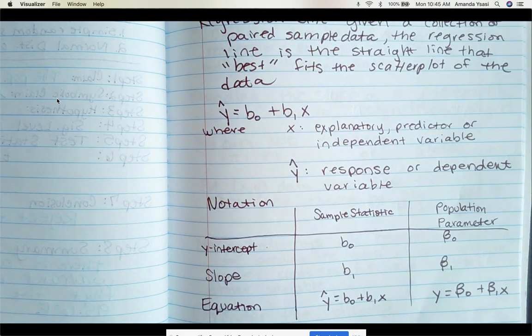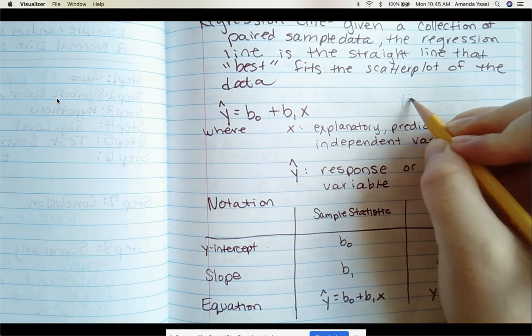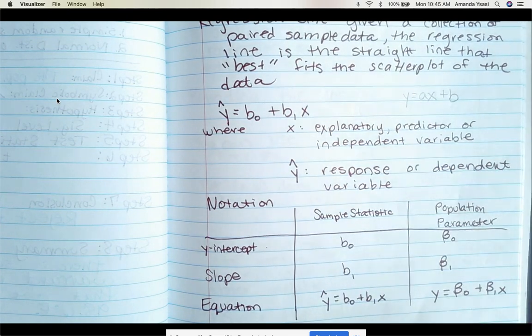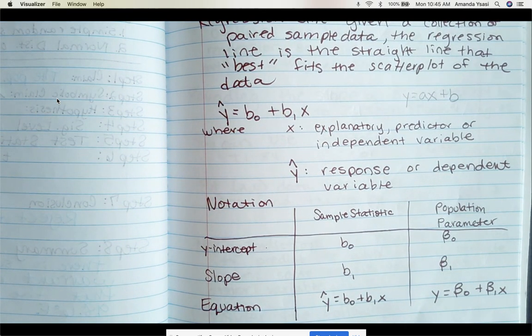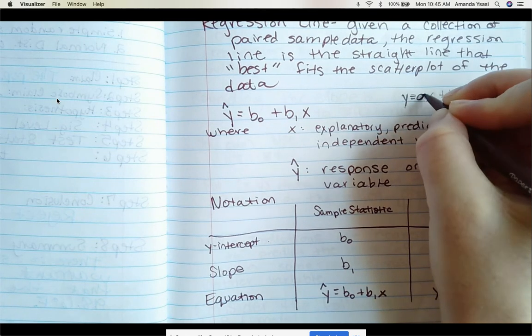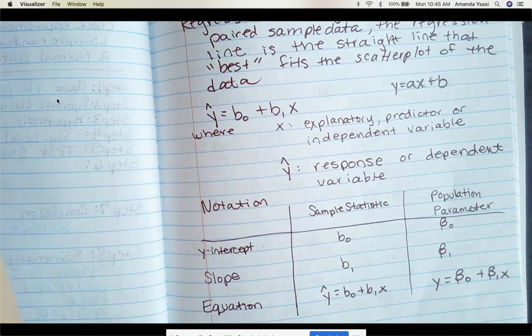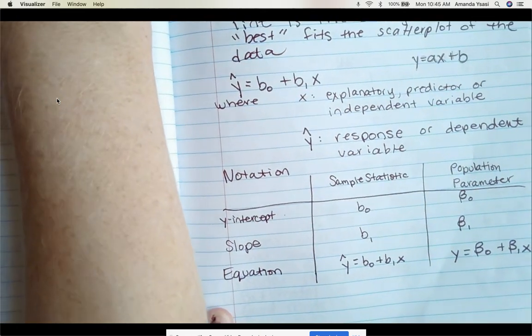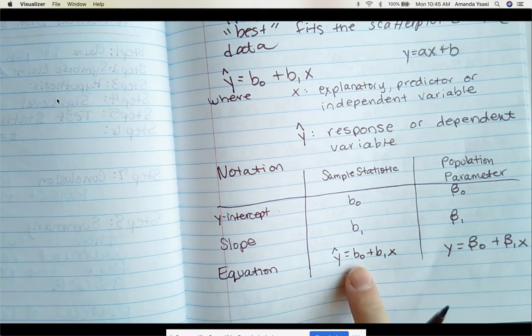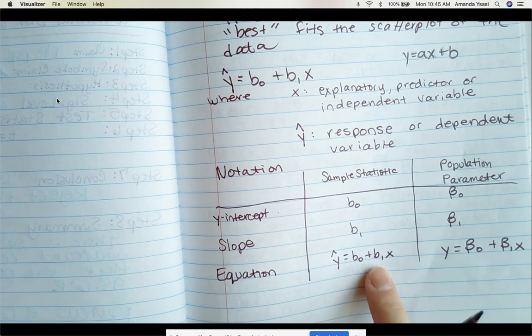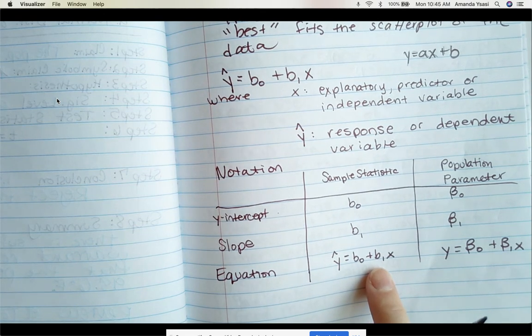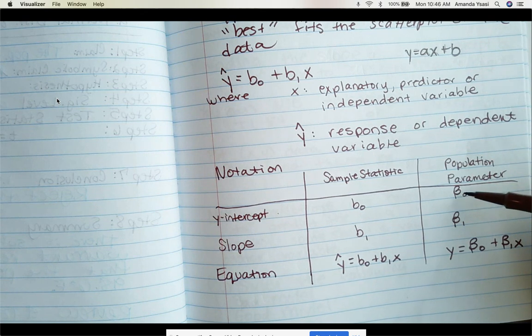Whenever we put it in the calculator, though, it's going to be y equals ax plus b, and that's what the calculator comes up with. This, of course, goes back to your slope and your y-intercept with y equals mx plus b. Your equation is going to have b naught as your y-intercept and b sub 1 as your slope. If we're talking about the population parameter, we're going to use beta. That's the symbol we're going to use.